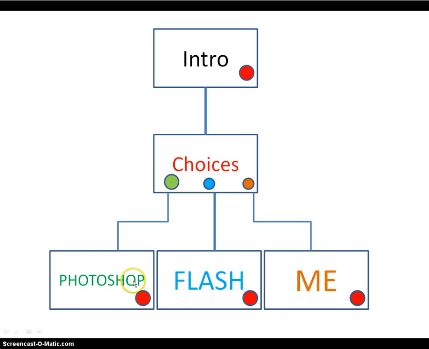Now, each Photoshop scene or Flash scene or Me scene should have a button that goes back to choices. So when we're done looking at all the Photoshop stuff, we can go back to choices. When we're done looking at all the Flash stuff, we can go back to choices. When we're done looking at all the Me stuff, we can go back to choices. Okay, let's go back to Flash.